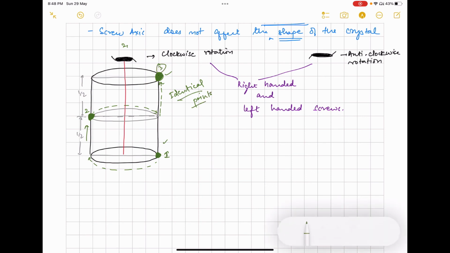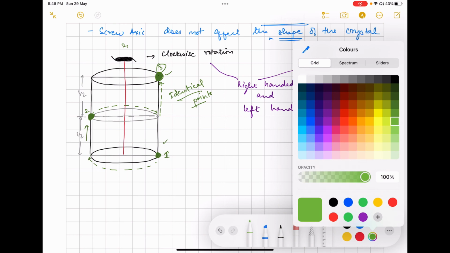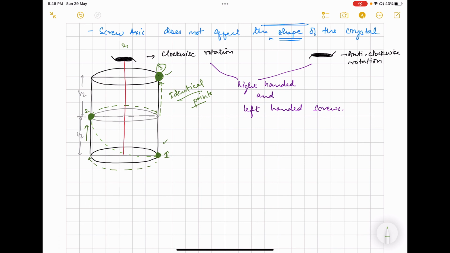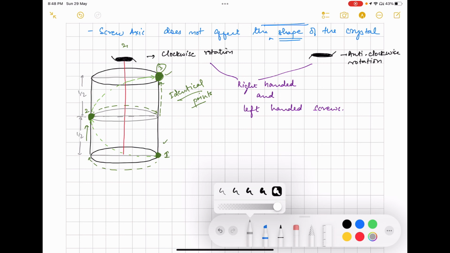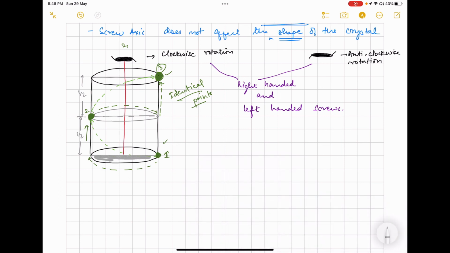This is point 3. So this way what you get is a screw. From here it has gone to here, and from here it has gone like this. So this is your screw direction, and this is your 2_1 axis. First this semicircle it rotates, and then this semicircle it rotates, and covers. So this is your 2_1 screw axis.